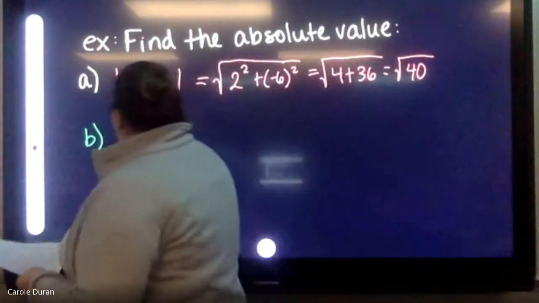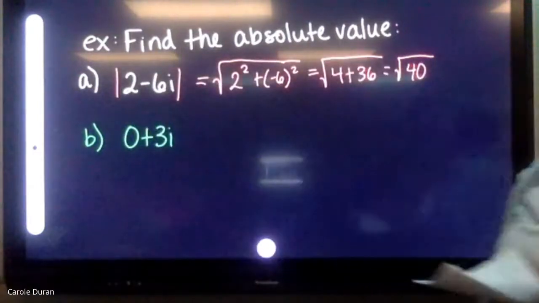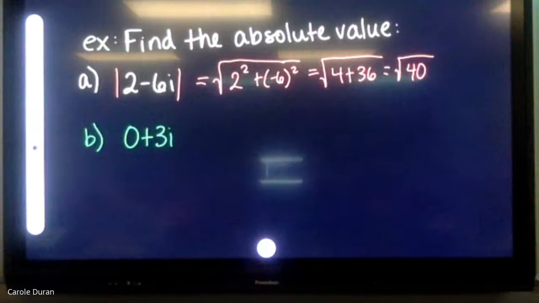So this one is yours to do on your own. I would like for you to find the absolute value of the complex number 0 plus 3i.